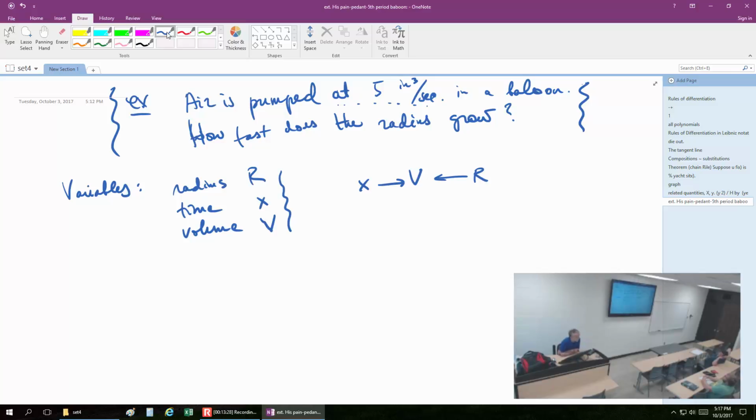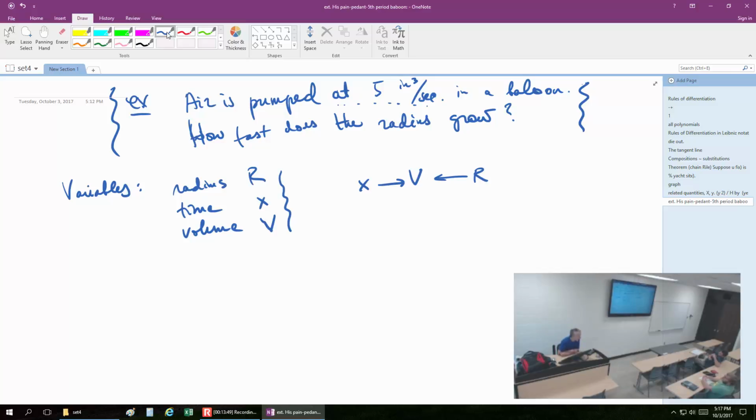How fast? Are the units going to be inches per second? Maybe. Yeah, it will be inches per second. Okay, so inches per second, which means, so once again, what's the question? It's asking about the velocity of the increasing radius.